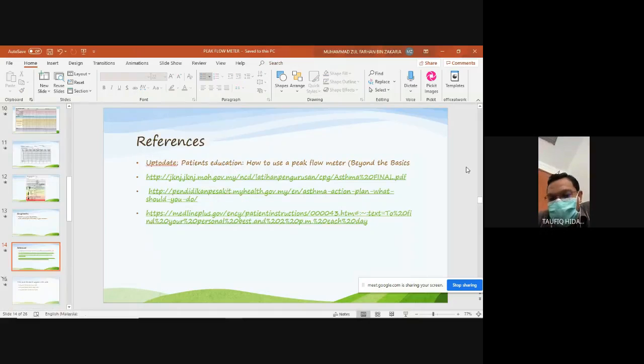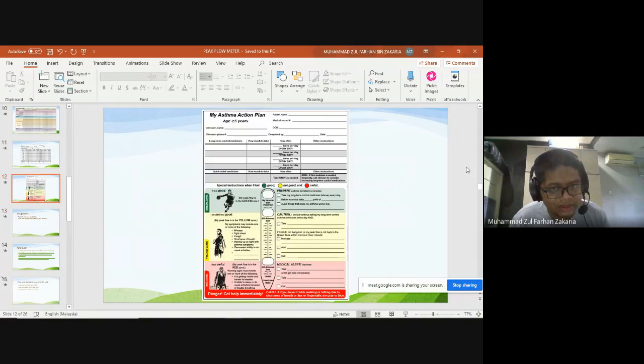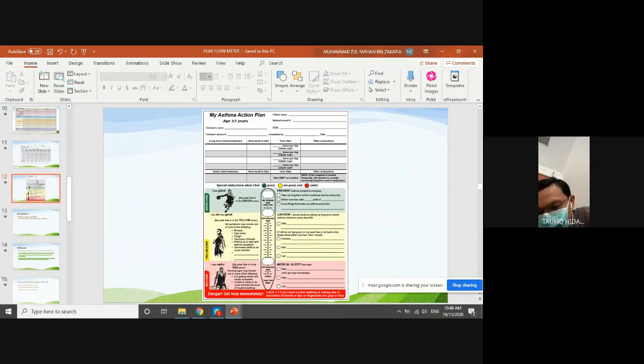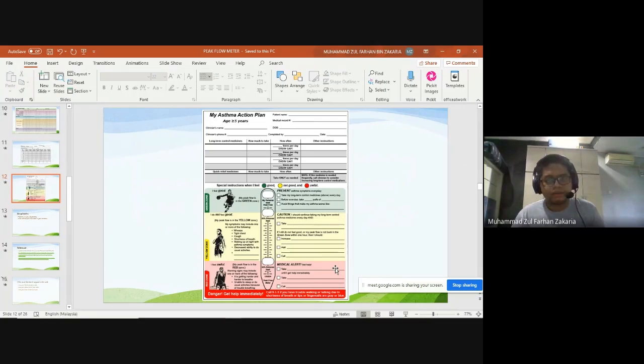Okay. Any questions? Tak ada ya? Simple ya. Actually, what is the prerequisite to do peak flow meter, Zul? What doctor? Apa syarat dia? Syarat untuk buat peak flow meter apa? For the patient. Syarat dia.